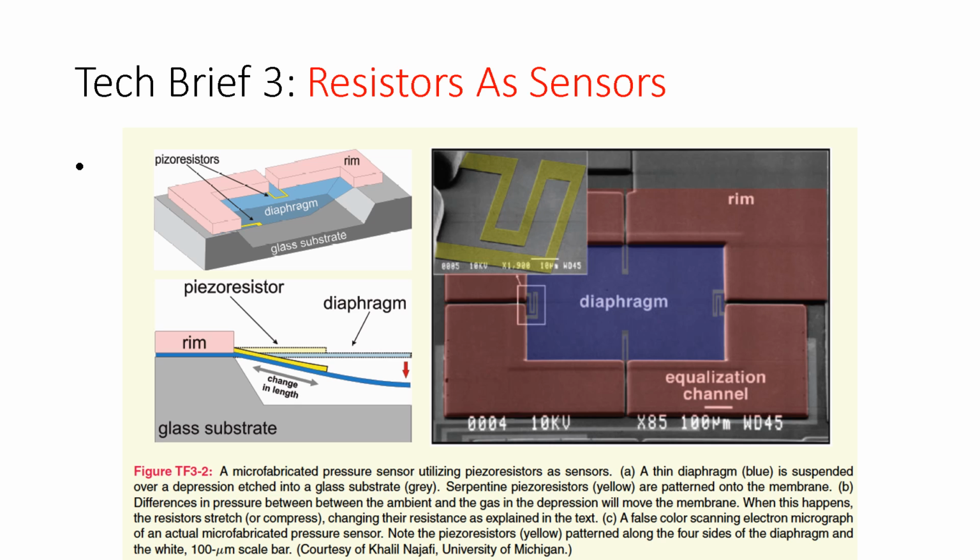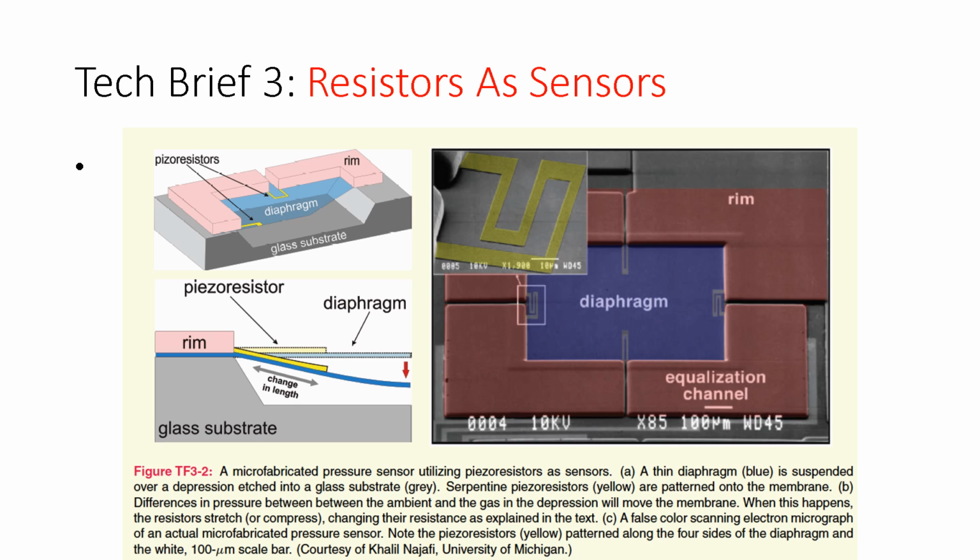So let's look a little bit more into resistors as sensors. Here we have a really cool piezoresistive sensor, a brief breakdown of the diagram of how they work, and an actual picture of one too, from what looks like a scanning electron microscope. A piezoresistor is a resistor, again, that when you stretch it changes its resistance. As you deform it, it changes resistance.